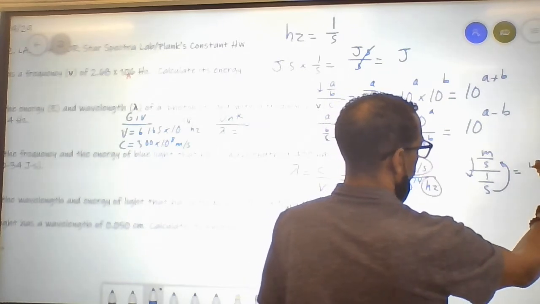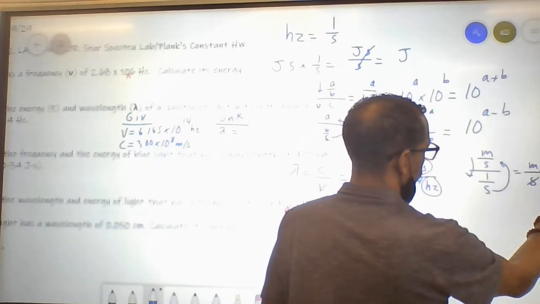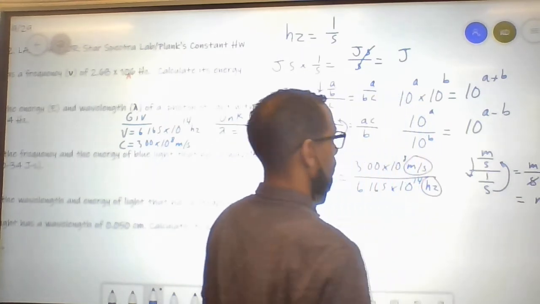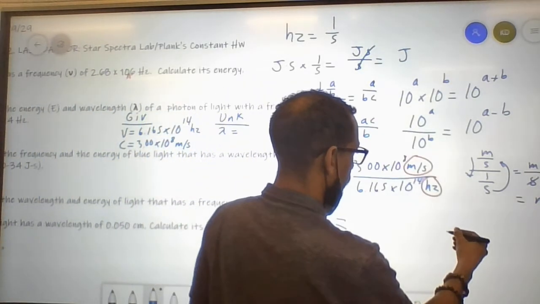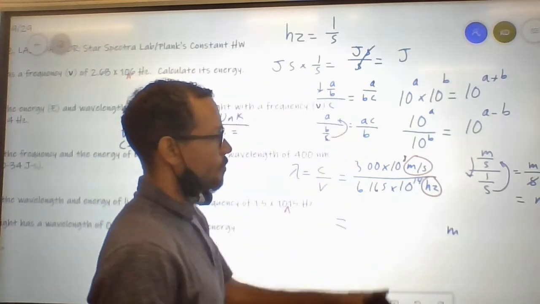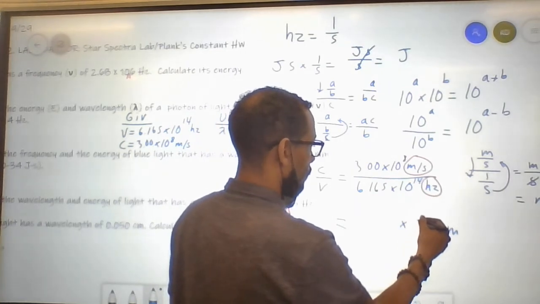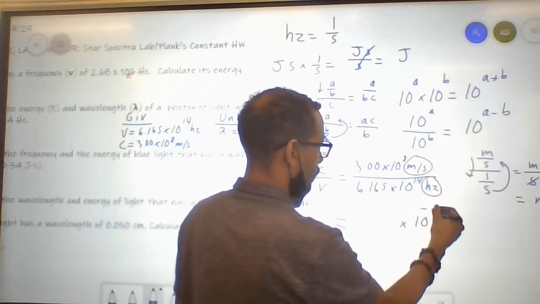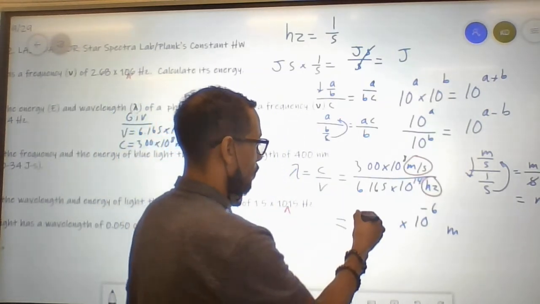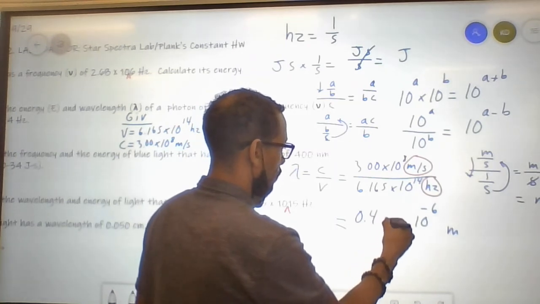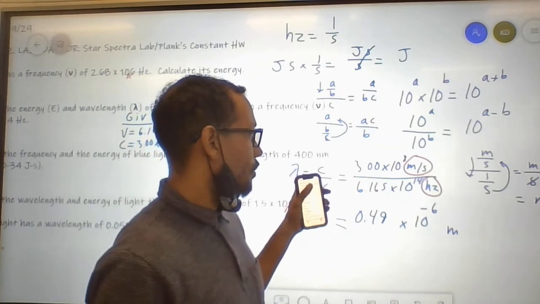So we'll get meters per second. Second on top, they'll cancel. I'm left with meters. I know meters is a unit of wavelength, so I'm good on that. And then I'll subtract the exponents, 8 minus 14. And then we'll divide here and we'll get 0.49. And that'll be my wavelength, lambda.